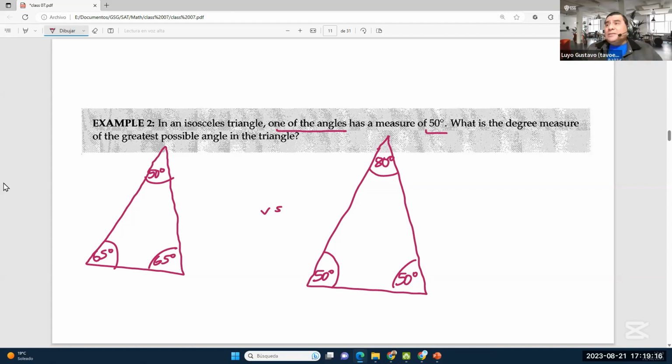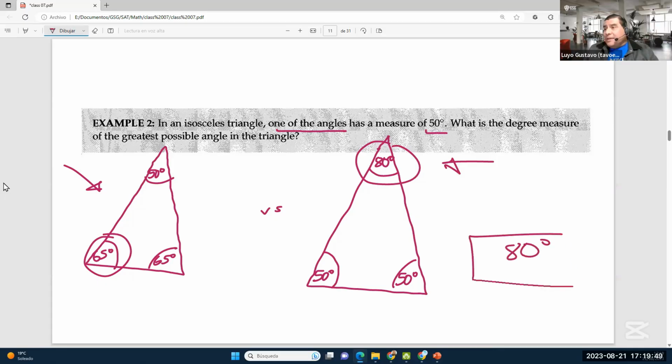Since the question asks what is the degree measure of the greatest possible angle in the triangle, in this case, for example, what is the greatest possible angle? The greatest is 65, right? But in this one, what is the greatest possible angle? It is 80. So what's actually in all scenarios possible? What is the greatest possible angle? Okay, we need to consider this one. So the correct answer choice would be 80 degrees. All right. Well, let's continue.